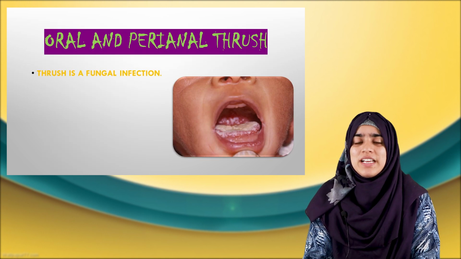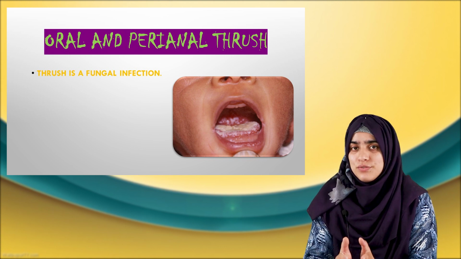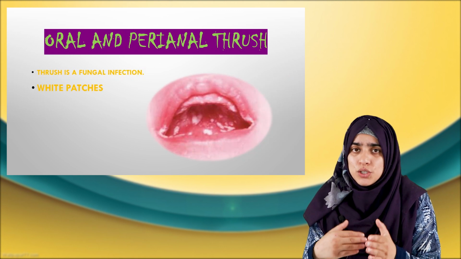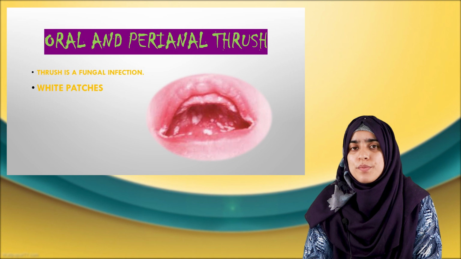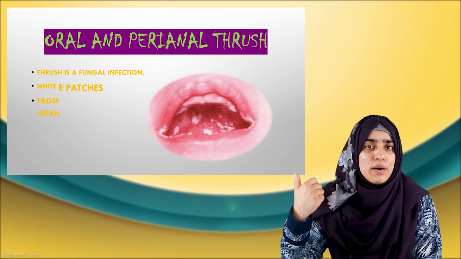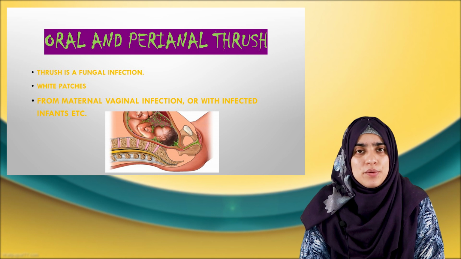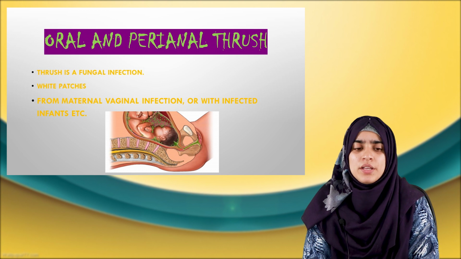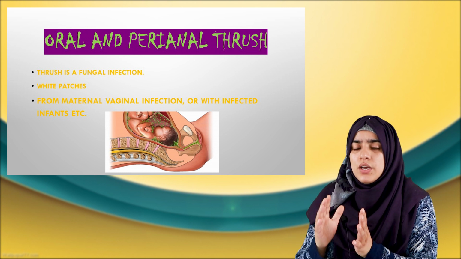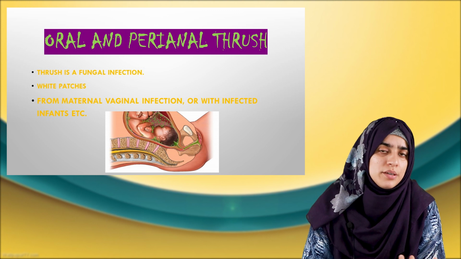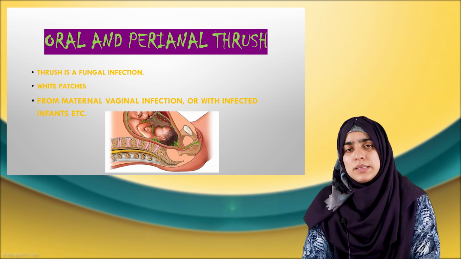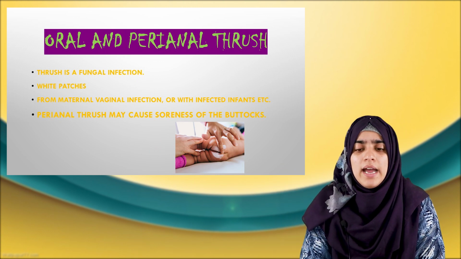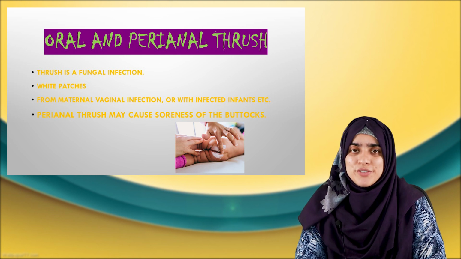The word thrush which I used is actually a fungal infection caused by Candida albicans, right? It's usually characterized by white patches present over the mucous membrane of the mouth. It usually occurs during birth from maternal vaginal infection, or it can occur after birth through contact, when an infected person touches the baby. It can be easily transmitted to the baby. Perineal thrush may cause soreness of the buttocks, and it is secondary to oral thrush.